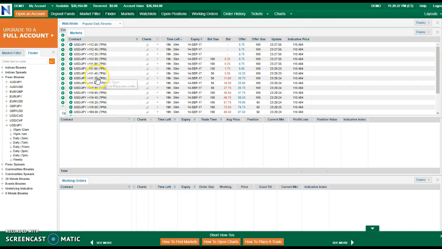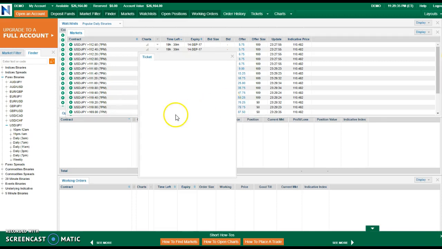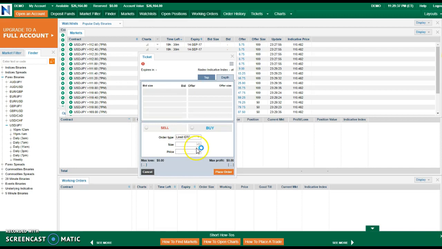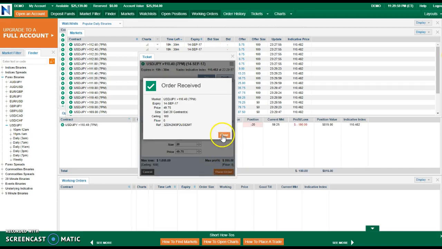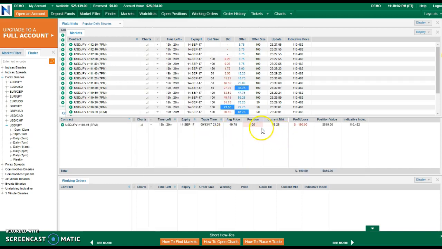So if you look at it, they have the 110.40, which is the at-the-money trade. If I place a trade, one contract, my max profit is $49.75 and my loss is $50.25. So not that much of a difference. So if I placed a trade for $400, or even say $1,000, I pretty much almost make $1,000. So I place the order, bam, the trade goes in just like that.